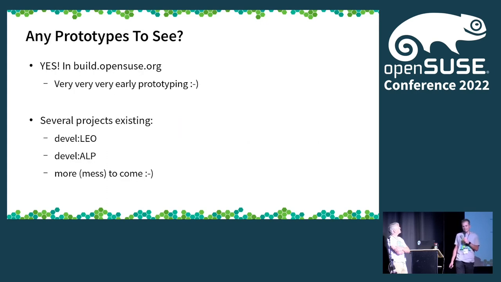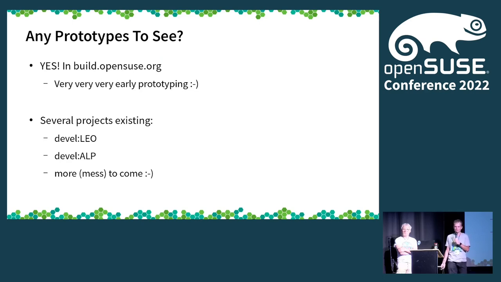Do you want to see anything? Yes, as I said, we already started bootstrapping something in build.opensuse.org. We have a very, very early prototype, which consists of a subset of Tumbleweed and is building images for several of the hypervisors.